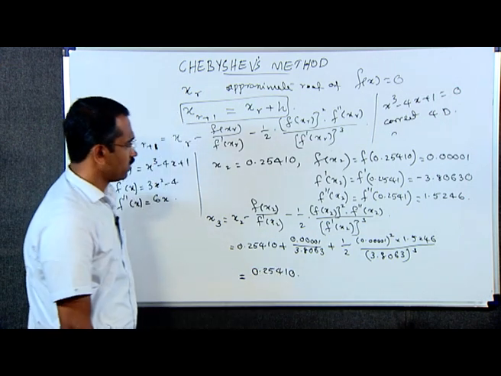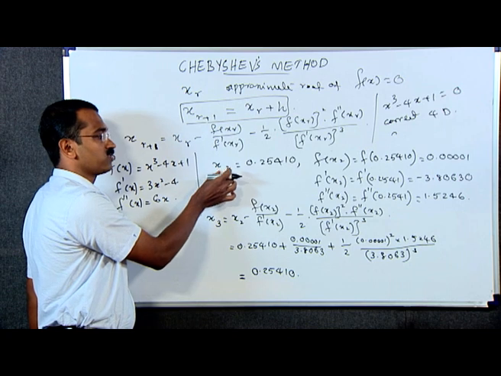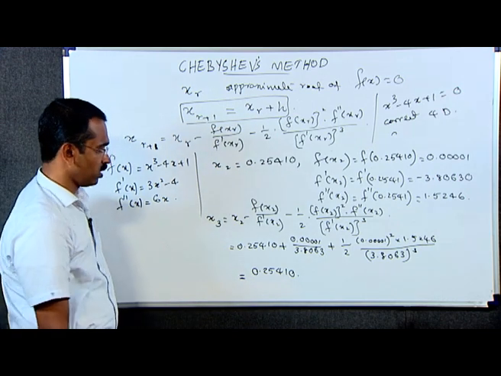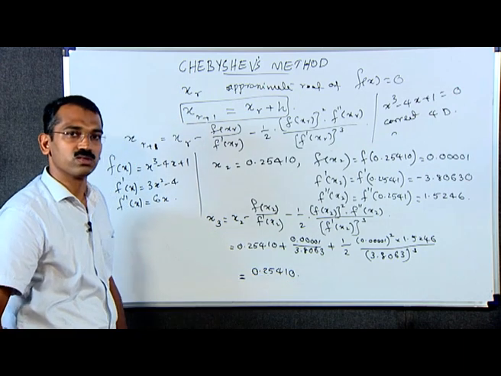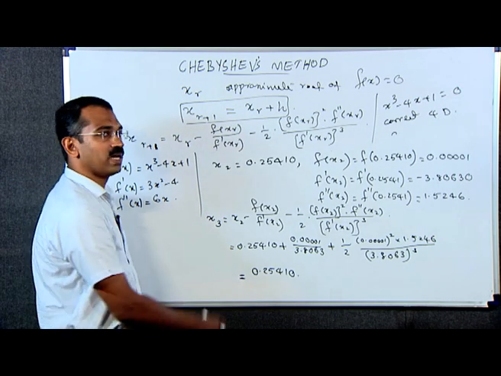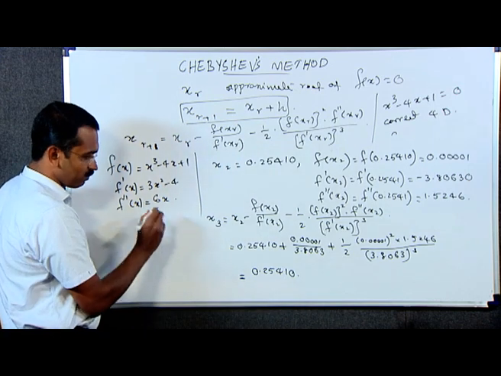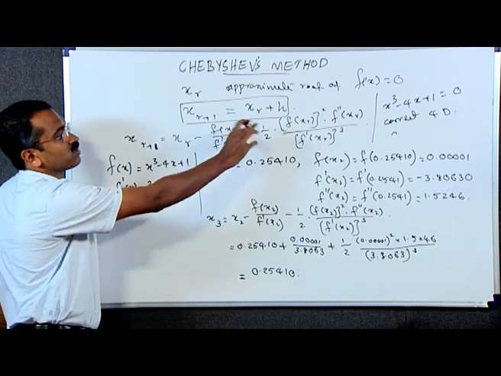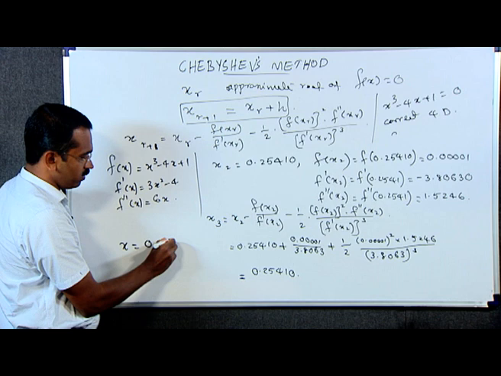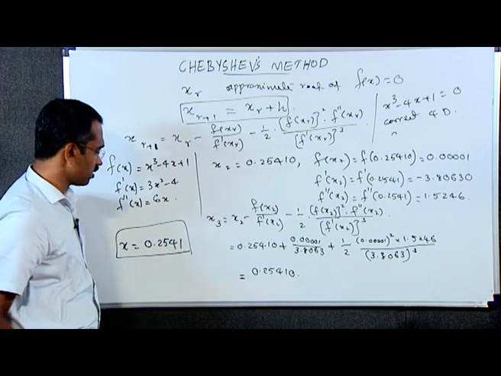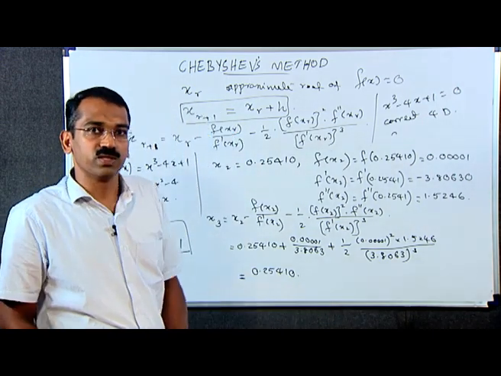0.25410. But in the previous iteration, the value obtained as x2 is 0.25410, and in this iteration also the value of the root is 0.25410. Therefore, the convergence is attained, and we can conclude that the approximate value of the positive root is x equal to 0.2541. This is the required positive root of the given equation, correct to 4 decimal places.